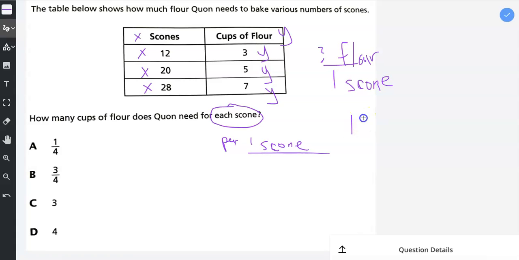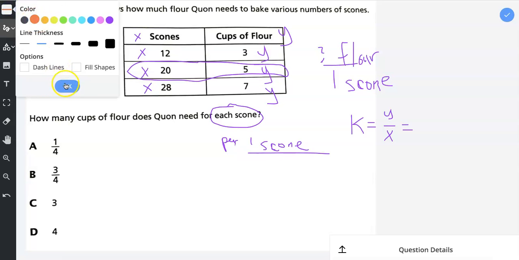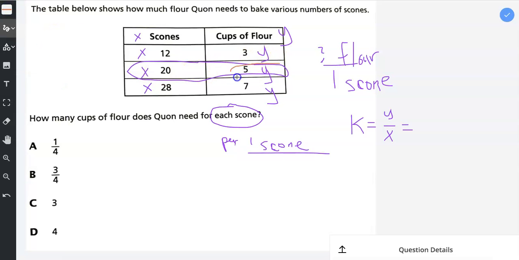So let's start filling in our unit rate formula. K equals y divided by x, and choose a point that you think looks easiest to use. So I would probably choose the 5, 20 or the 3, 12. Honestly, they're all pretty simple numbers to use. And then I'm going to grab a different color so I'm nice and careful with my work. My y value is 5. And my x value is 20.